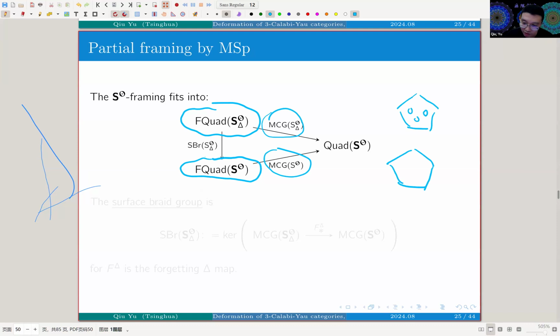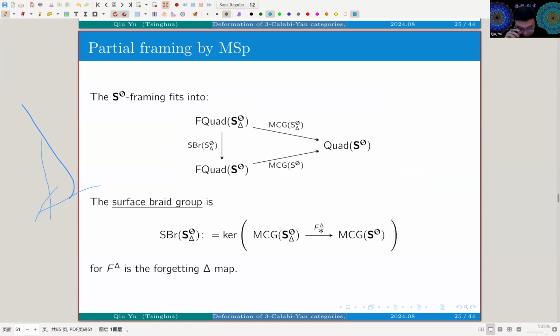For the symmetry of the pentagon, it's very easy. It's just a rotation. You have this C5 symmetry. But for the symmetry of the pentagon with 3 decorations, the difference is the surface braid group. In this case, it's BR3, because you have 3 decorations in this disk, you can move them around. That's just the definition of the braid group on 3 strings. In general, the definition of the surface braid group is the kernel of the map induced by forgetting the decoration.